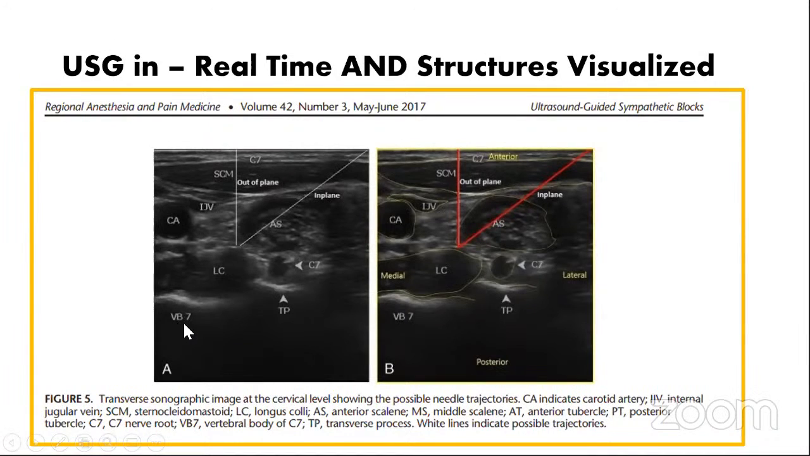At the level of C7, you can see the transverse process. Then you can see the longus colli, the anterior scalene muscle, the internal jugular vein, and the carotid artery, and then you can go either in plane or with the out-of-plane technique. Again, there are approaches from lateral to medial and medial to lateral, all of which will be discussed later on.